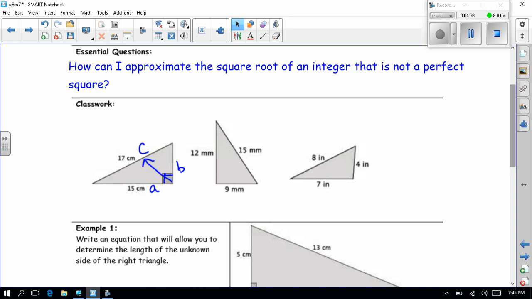So the way I set this one up, I called the unknown side B and the side I know A. So I'm going to say I'm using my a squared plus b squared equals c squared. So a squared, 15 squared, plus b squared equals 17 squared. I have my handy dandy square root chart right on the opposite side. So even if I haven't memorized them yet, I can say 15 squared is 225.